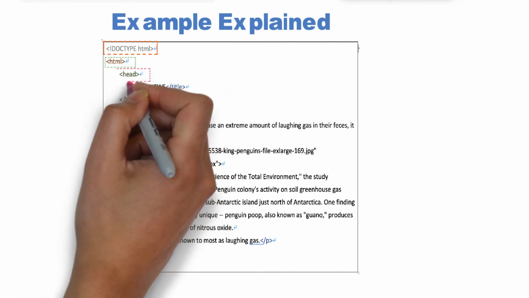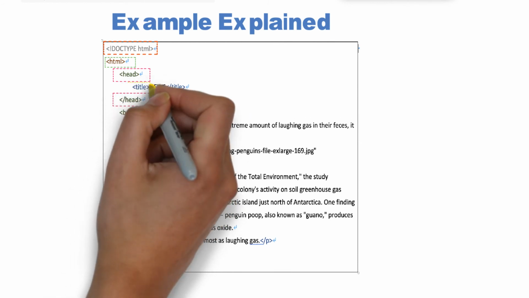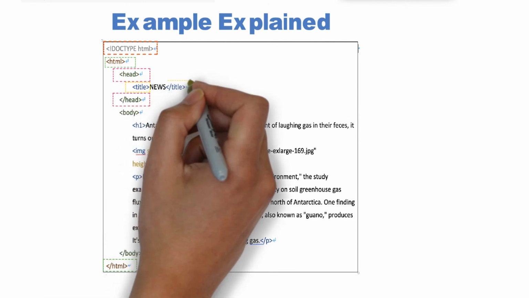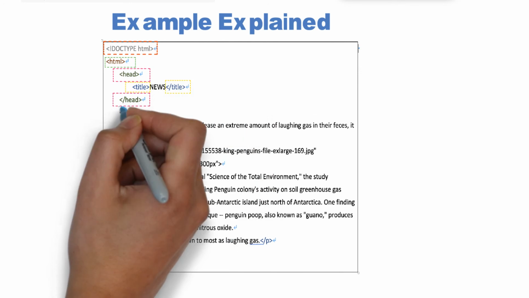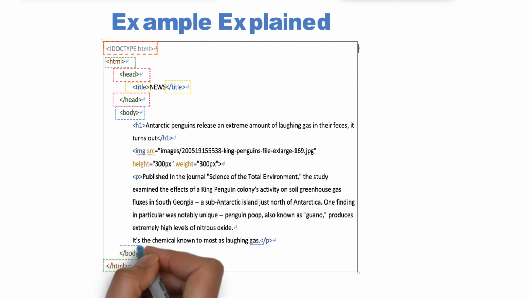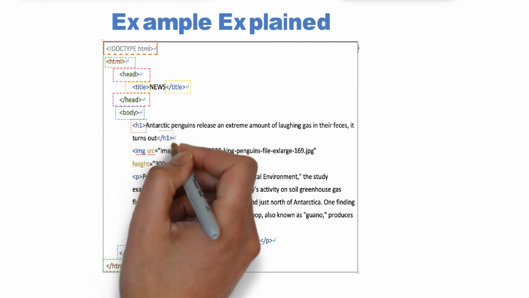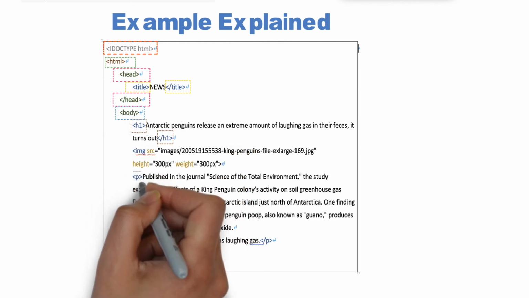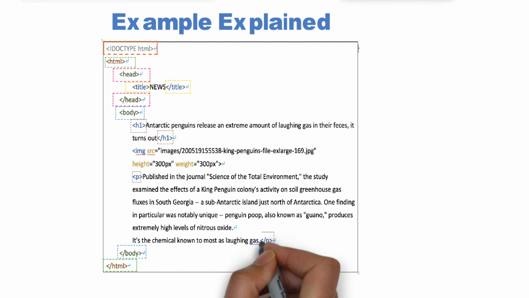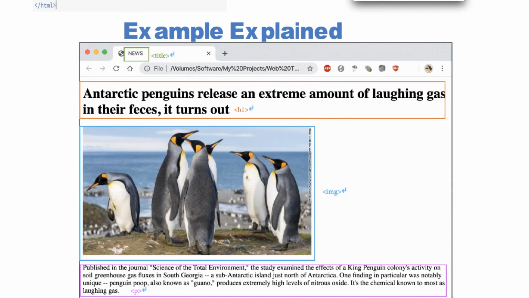The head element contains meta information about the document. The title element specifies a title for the document. The body element contains the visible page content. The visible part of the HTML document is between <body> and </body>. The h1 element defines a large heading. The p element defines a paragraph. And the img element defines images.